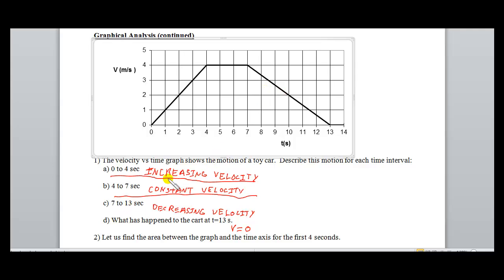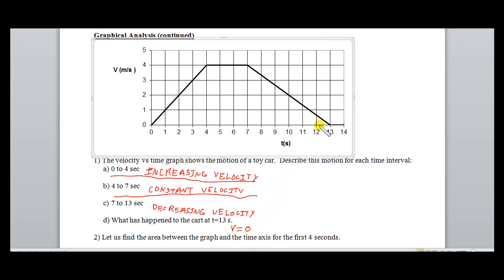So between 7 and 13 seconds, right? Then we have a decreasing velocity. In fact, we go from 4 meters per second all the way down to 0 meters per second. In fact, that is the answer to our last question. What happened to the cart at t equals 13 seconds? Well, it came to rest.